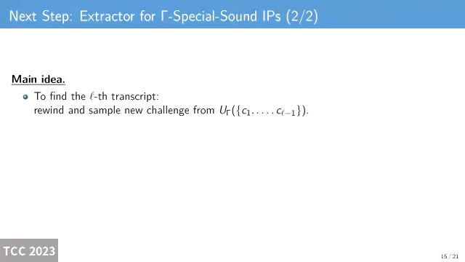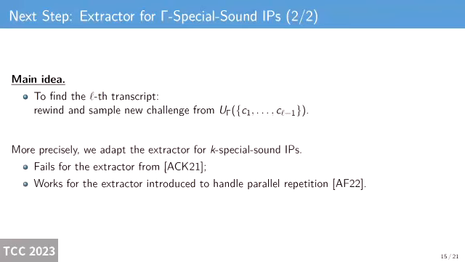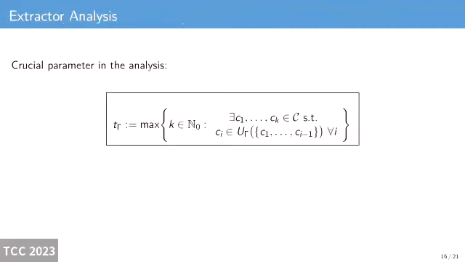So then the main idea is actually quite simple. To find the next transcript, somewhere in the extraction process, you simply rewind and sample a new challenge from the set of useful challenges. We do this by adapting previous extractors. Again, you have to be a bit careful because for some extraction procedures this approach fails, but fortunately for others this approach works and everything comes together. What is important in the analysis is this crucial parameter, T of gamma, which nicely captures the refinements that we made. This T of gamma defines the length of the longest sequence of useful challenges that you can find.